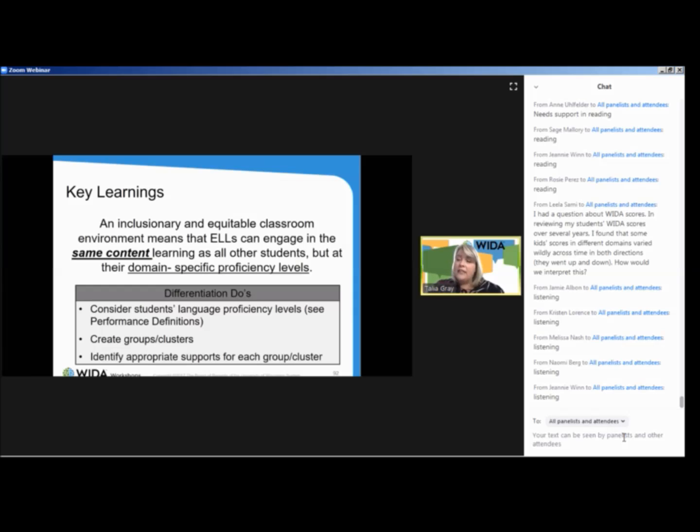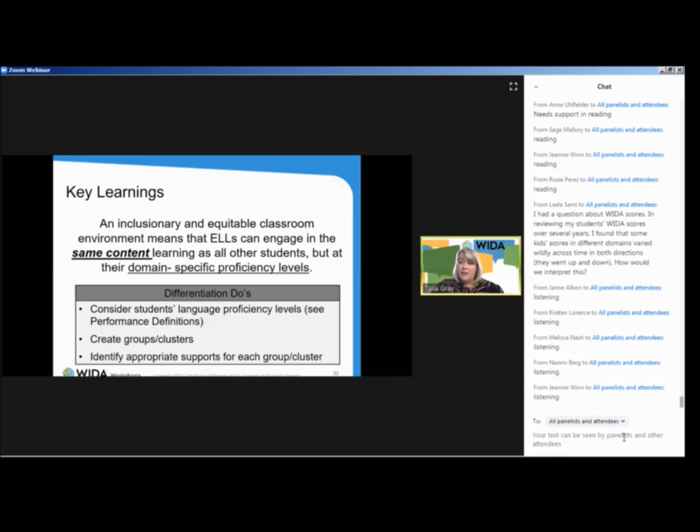So basically, you are going to meet your students where they are. And according to where they are, that's where you start with them. Not by changing the content, but by making the content accessible. Now, here are some differentiation do's.